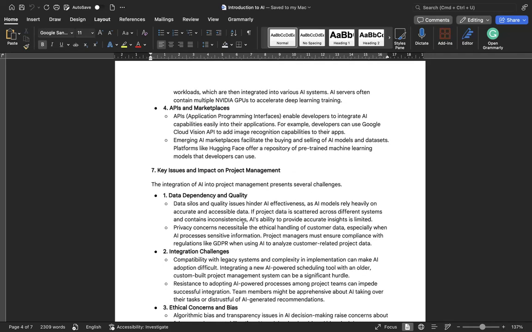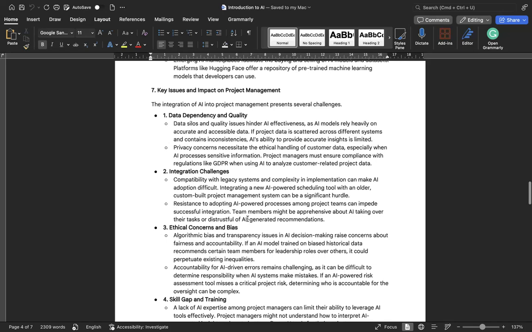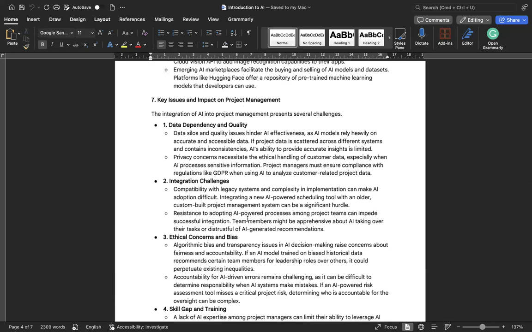Then for the key issues and the impact on project management, the integration of AI into project management. Now we are moving to the project management side. How does AI relate to project management? Yes, the integration of AI into project management presents several challenges.